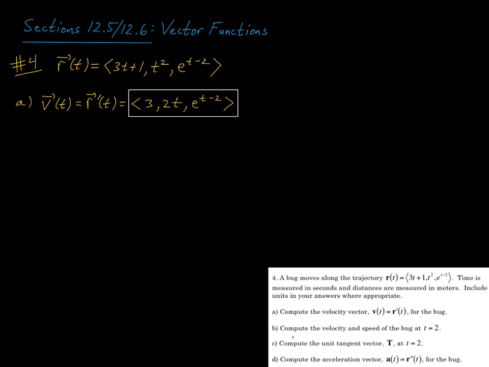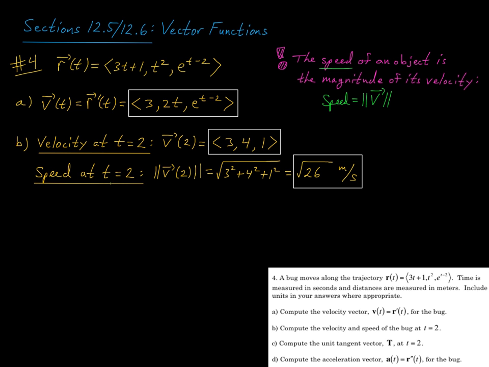Now for part B, it says compute the velocity and the speed of the bug at t equals 2. Well, I'm just going to plug t equals 2 into the velocity vector we computed for part A. That gives us our velocity at t equals 2, and that's going to be 3, 4, and then e to the 0, which is 1. So that vector describes our velocity at t equals 2 for the bug.